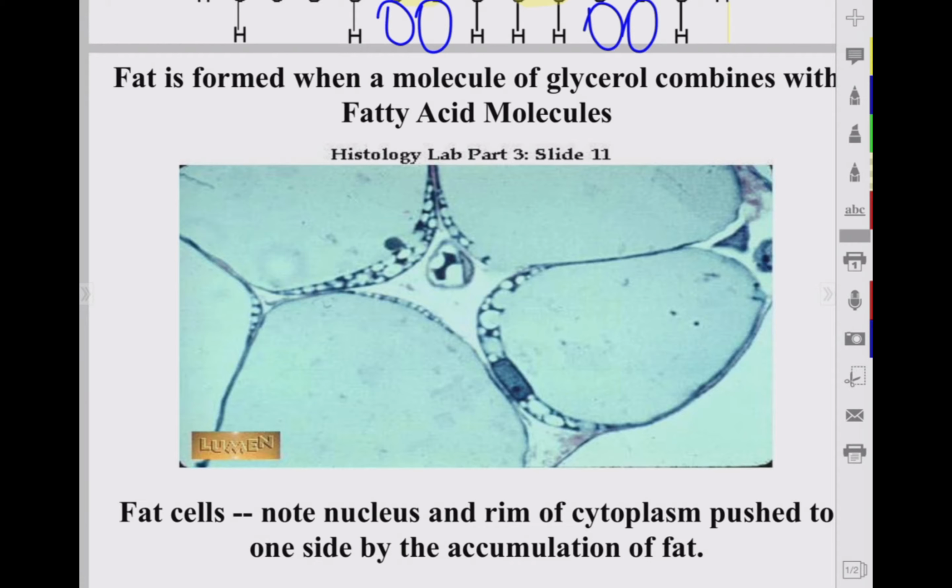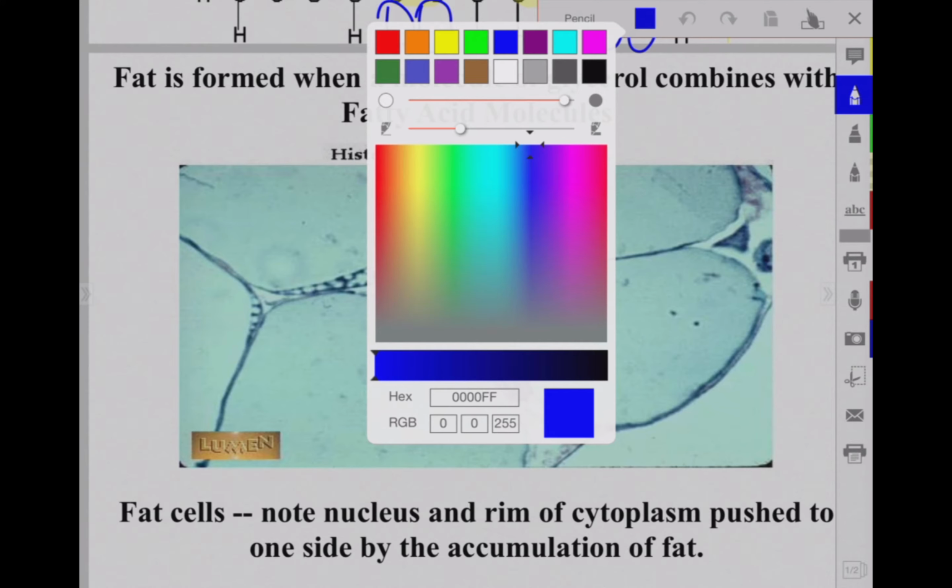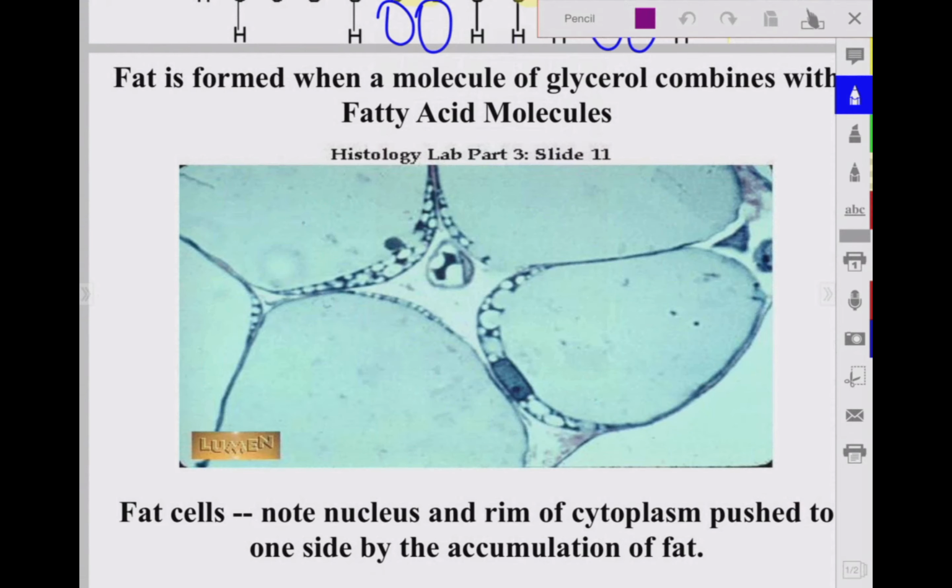Now, this is kind of interesting. This is a little histology lab slide. And what you're looking at are fat cells. But I don't think you've ever really looked closely enough to see where the fat is actually stored. Let's go with purple here. When you look at the cell, it's pretty easy to find, for example, the nucleus. That's not hard at all. But when you look at the rest of the cell, you look closely, you're like, what the heck is all that under the cell membrane? Well, those are lipids.